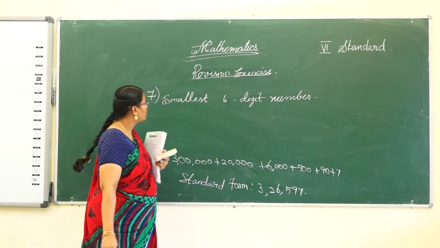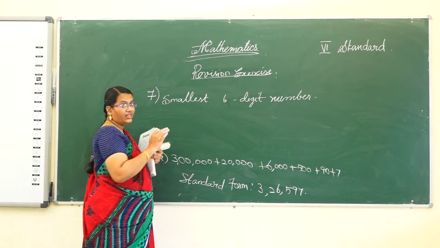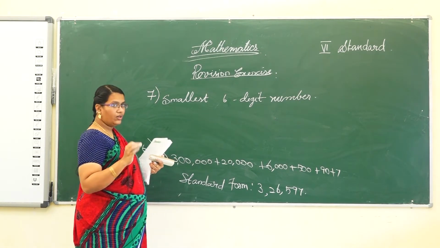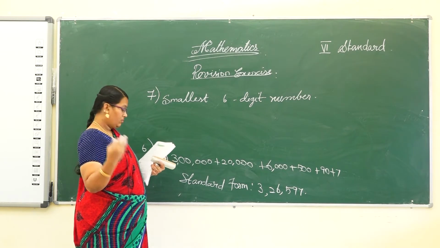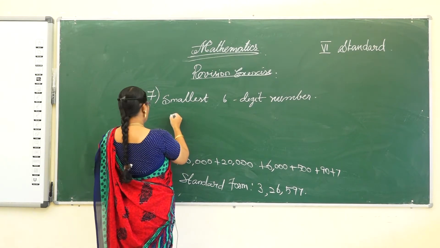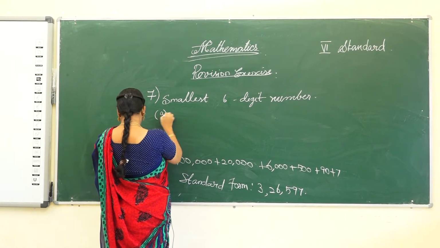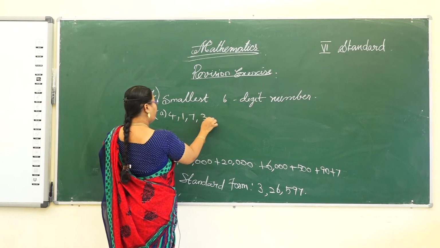How can you write the smallest 6 digit number? First write in the ascending order. Ascending order means a number can be written from smallest to biggest number. So see the given numbers. The first given number is 417,352.